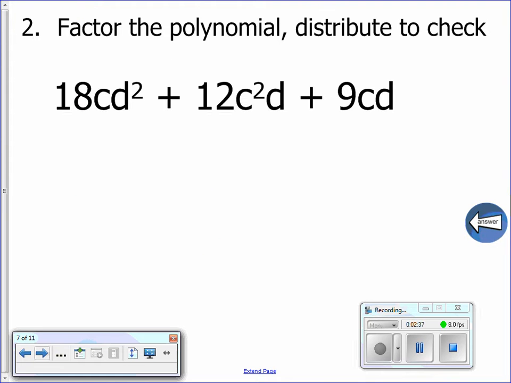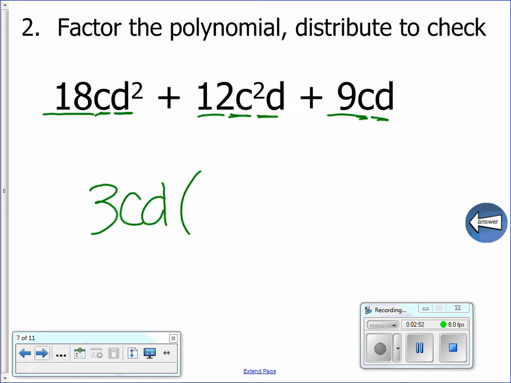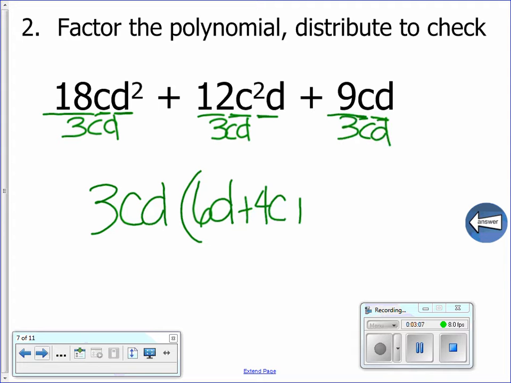All right, GCF of the numbers, 18, 12, and 9. GCF of that is 3. I've got 1c, 2c, 1c. GCF is 1c. 2d's, 1d, 1d. GCF is d. Divide this by 3cd, and that gets me 6d. This by 3cd, that gets me 4c. And this by 3cd, that gets me 3. If you want to check, just distribute all the way across.